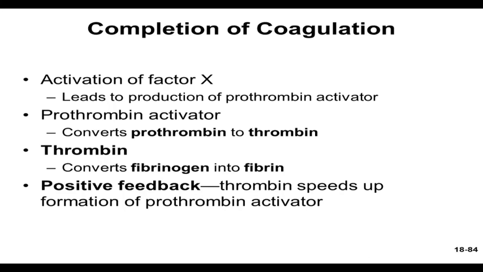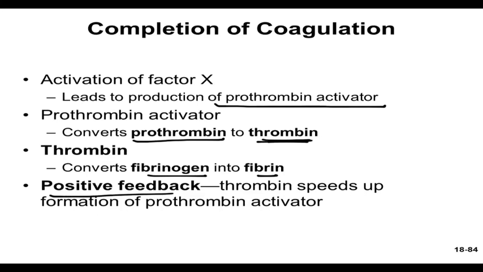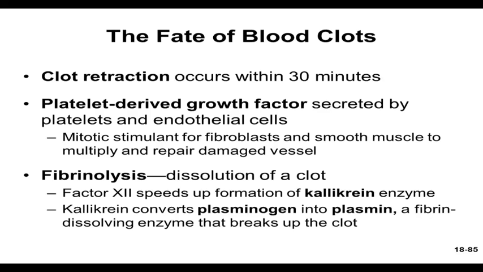So at the very, very end, factor X is also going to lead to the production of prothrombin activator. Prothrombin activator converts prothrombin into thrombin, and then again, thrombin is the fibrinogen to fibrin connection. Again, this is a positive feedback mechanism, and it is moving faster and faster toward having final blood clotting.